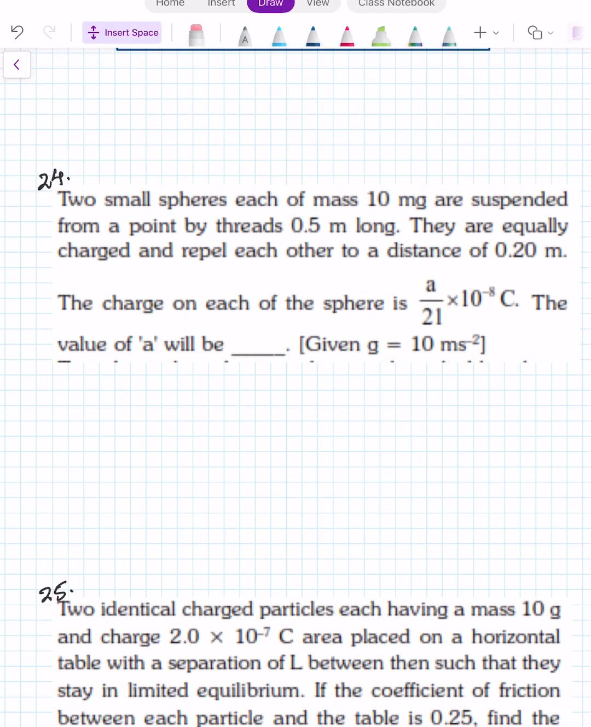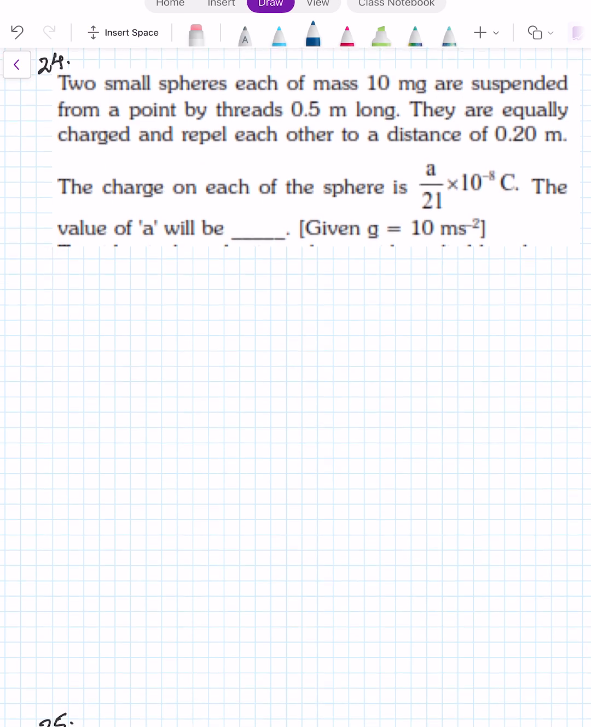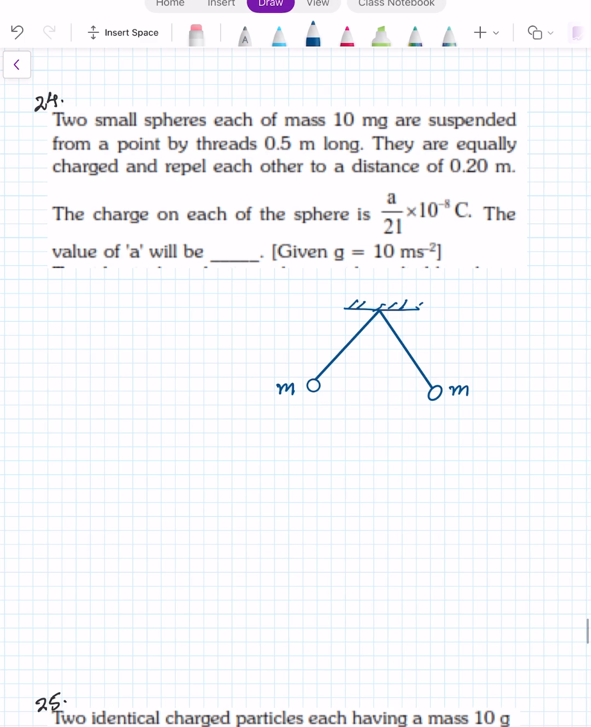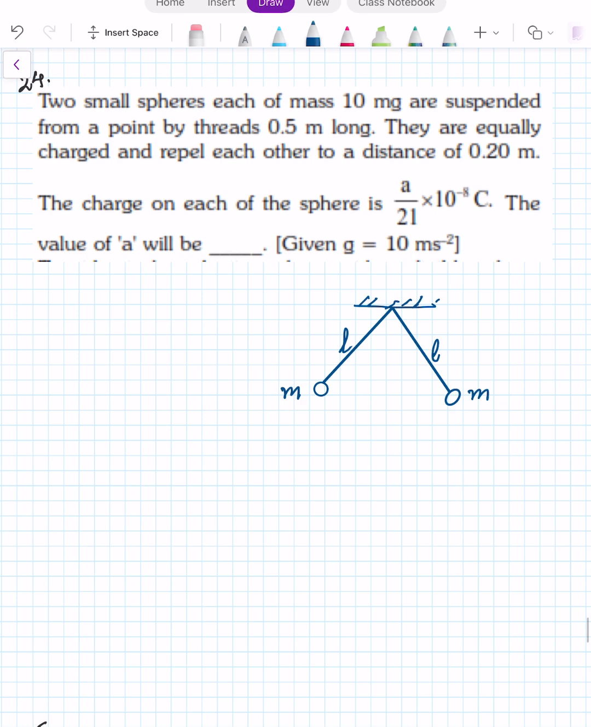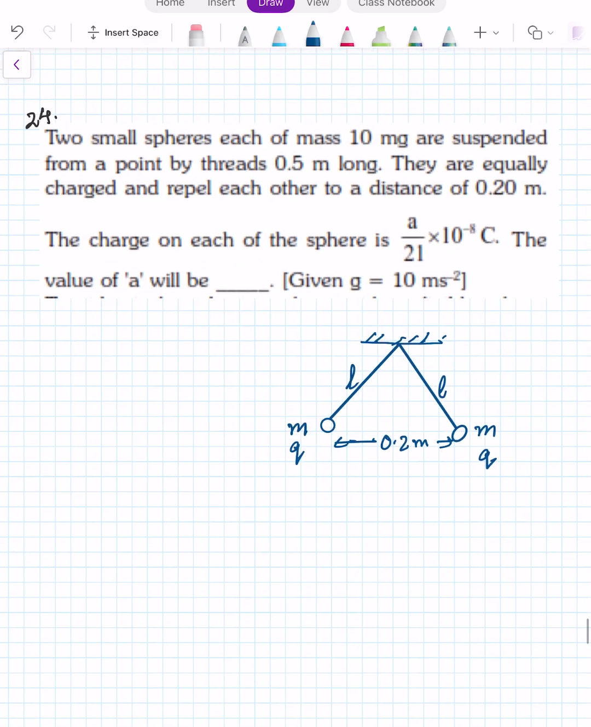Now consider the next question. Two small spheres, each of mass 10 milligram, are suspended from a point by threads 0.5 meter long. Very much similar situation like in the previous question. Two threads are suspended like this. Both are having the same mass. Length is given as 0.5 meter. They are equally charged, meaning the charge is also the same on them, and they are repelling each other to a distance of 0.2 meter, meaning this distance is given as 0.2 meter. The charge on each of the spheres is what we have to find. So the same thing, even if you want to use the expression for the above question, we can use.